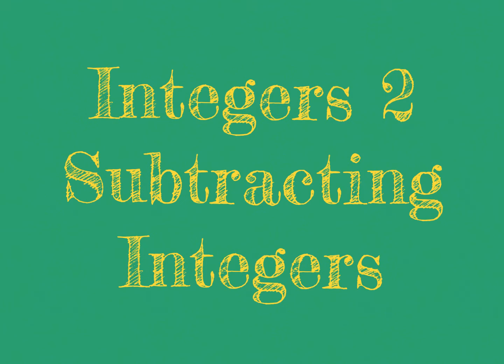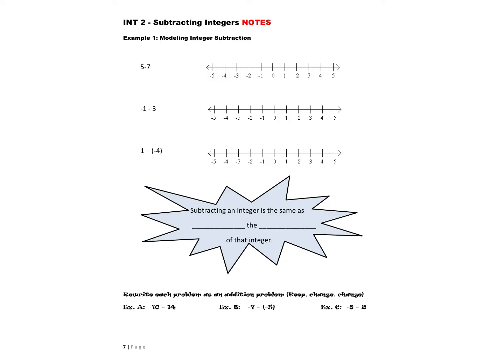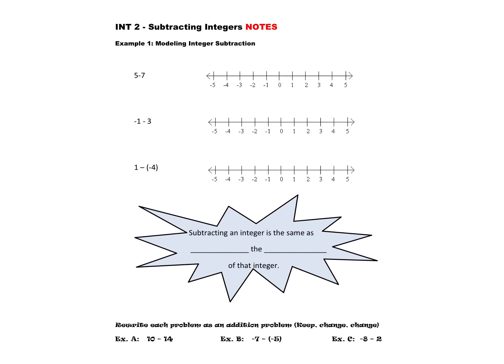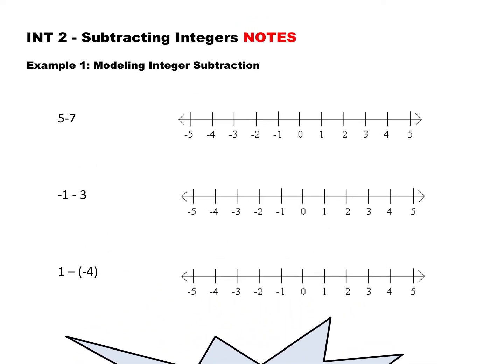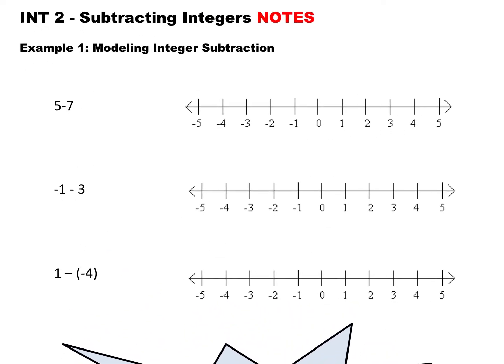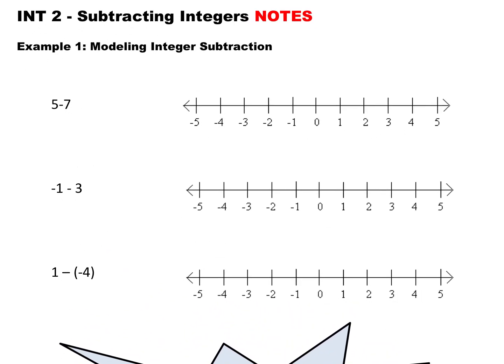This lesson goes with the Integers 2 lesson on subtracting integers. Make sure you're on the notes page for int 2, and here we go. All right, let's start with example 1 in your notes here. It talks about modeling integer subtraction using a number line. This is going to be very similar to what we did in the previous lesson with adding integers.